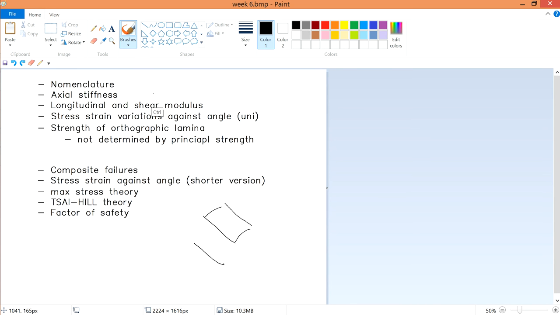In this video we'll cover how we differentiate the plies, like this is 90, this is 0 degrees, this is 45, or some other angles, which is the nomenclature. Then the axial stiffness equations that we will talk about, and then the longitudinal or Young's modulus and shear modulus of your multiply laminate. So let's start.